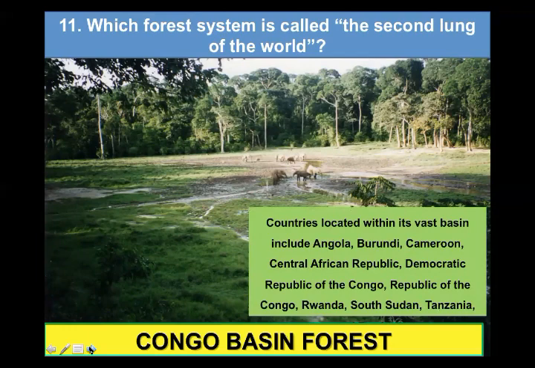Once again, the Congo Basin forest does not belong only to the Republic of Congo; it includes Angola, Burundi, Cameroon, Central African Republic, Democratic Republic of Congo, Republic of the Congo, Rwanda, South Sudan, Tanzania. It spreads wherever the river Congo flows from the western part, dissects the equatorial region twice and comes down, where it forms the basin.